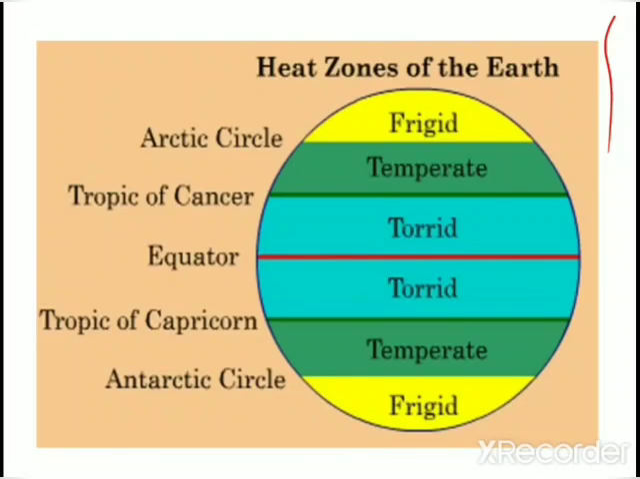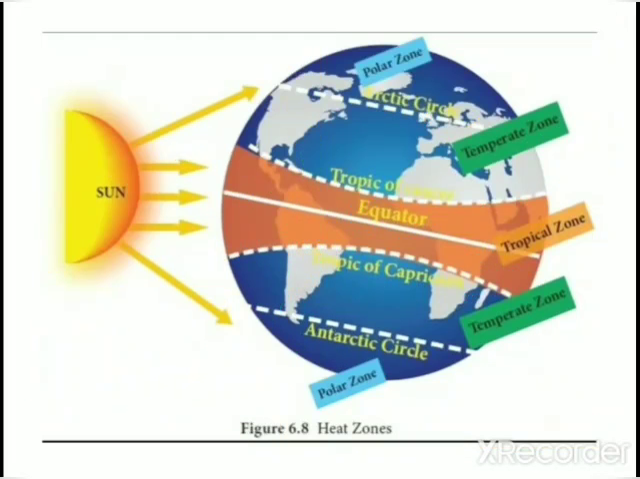Due to the difference in insolation at different latitudes, due to the effect of the sun's rays, heat zones have developed on the earth. The various zones are as follows. You can see in this image, torrid zone, temperate zone and the frigid zone. Torrid zone is the hottest heat zone. This region receives direct rays of the sun and it is the hottest zone. You can see in the image, the torrid zone receives the direct sun rays.